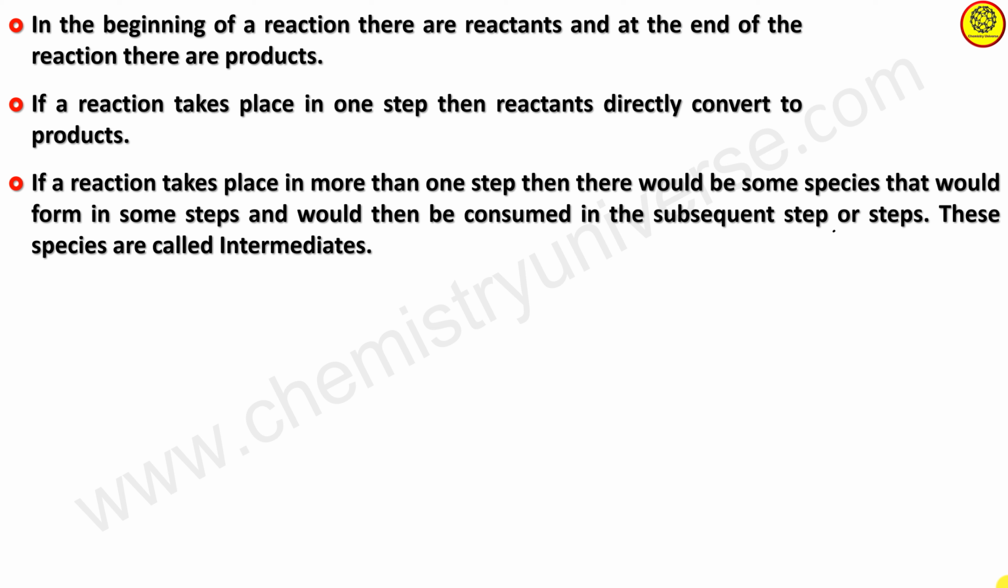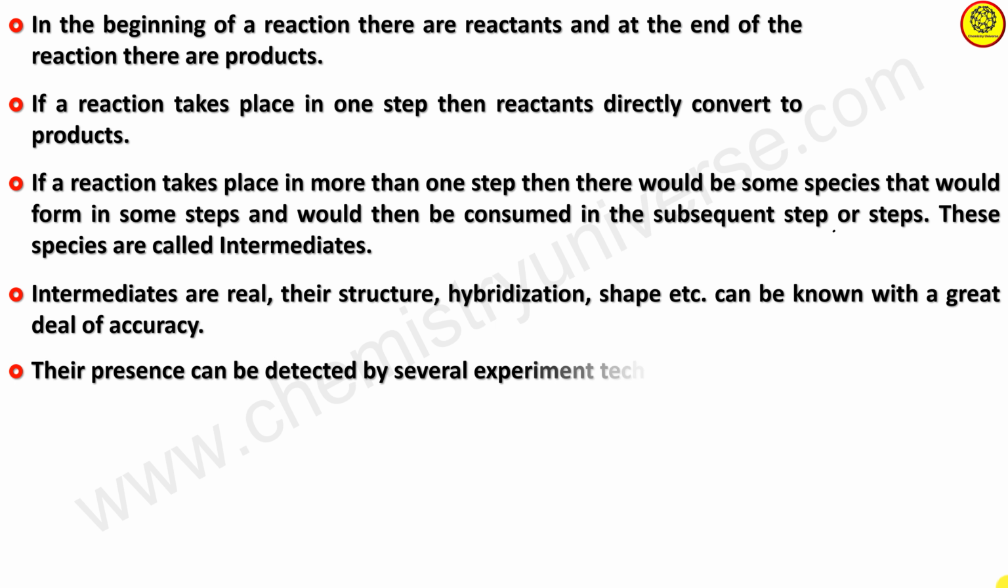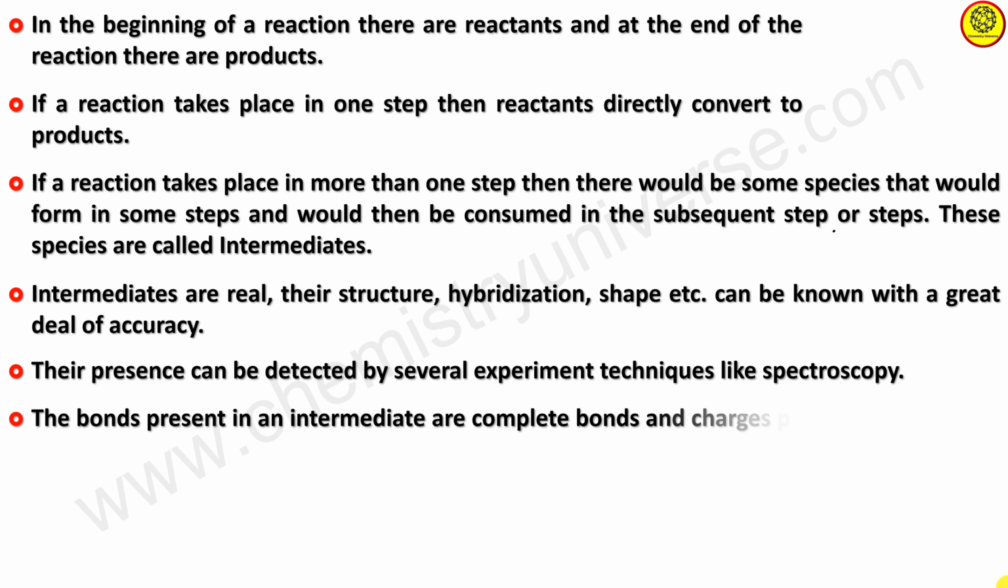These are called intermediates. Now, intermediates are real. Their structure, hybridization, shape, etc. can be known with a great deal of accuracy. Their presence can be detected by several experimental techniques like spectroscopy. The bonds present in an intermediate are complete bonds, and charges present are complete charges. So if there is a bond in an intermediate, it is either there or it is not there. And if there is a charge in an intermediate, it is either there or not there.